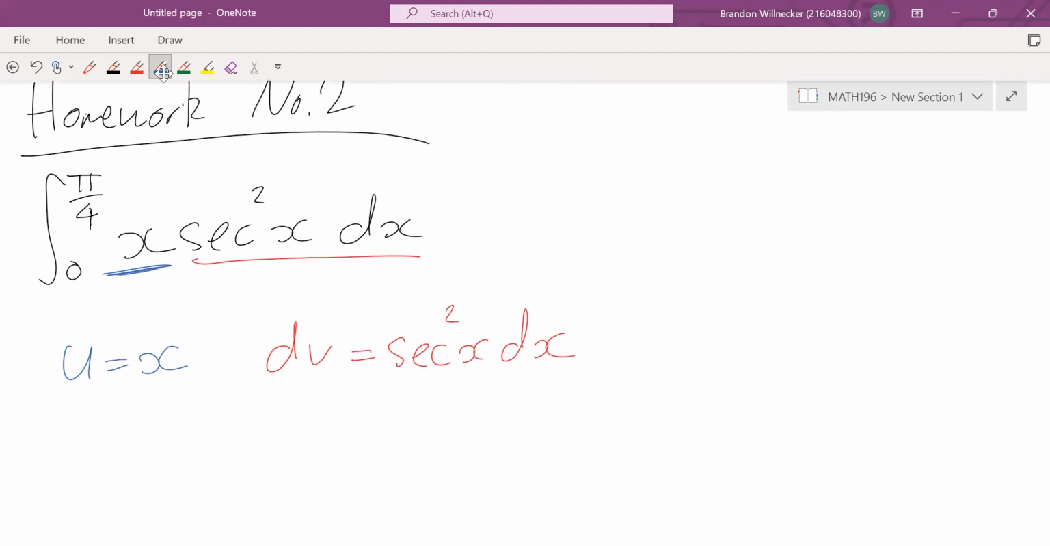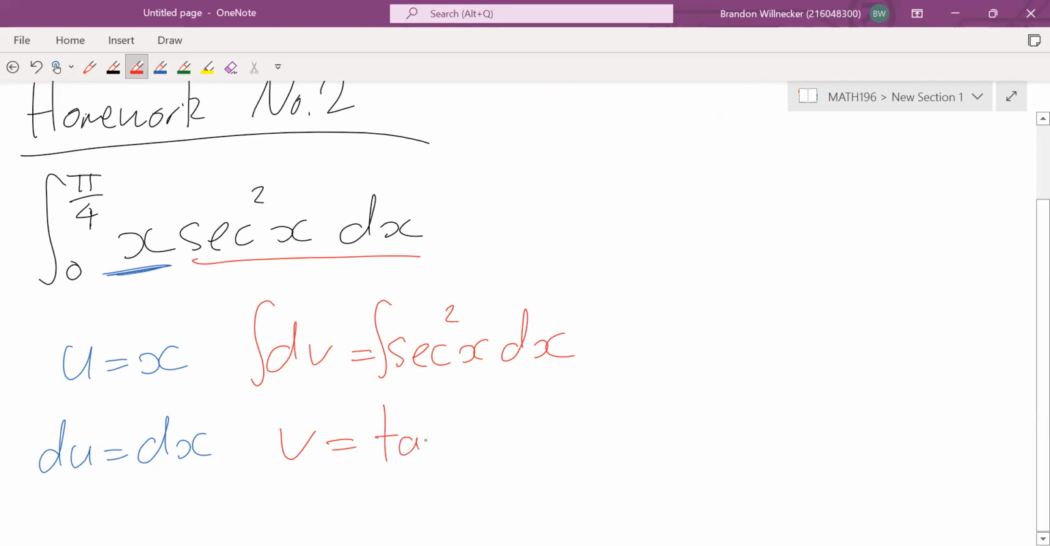Okay, so now we've got u and we've got dv. Now we need to find du and v. So du is going to be dx. And if we integrate both sides here, v is going to be the integral of sec squared. That's just going to be tan. So we've got all 4 things that we need.